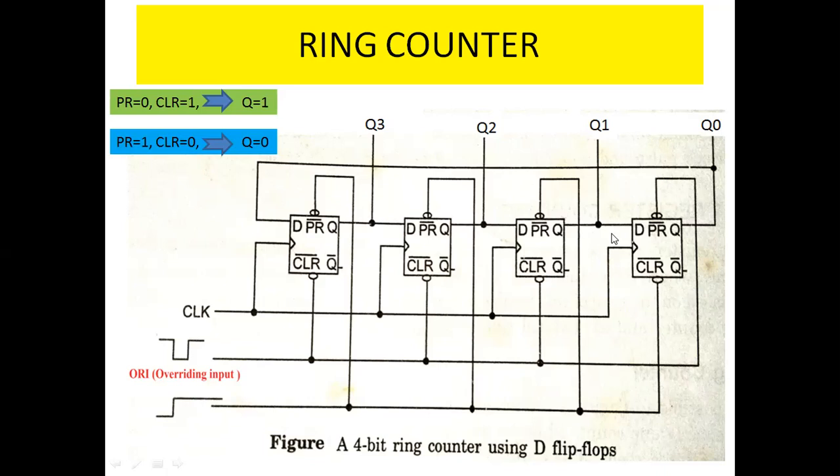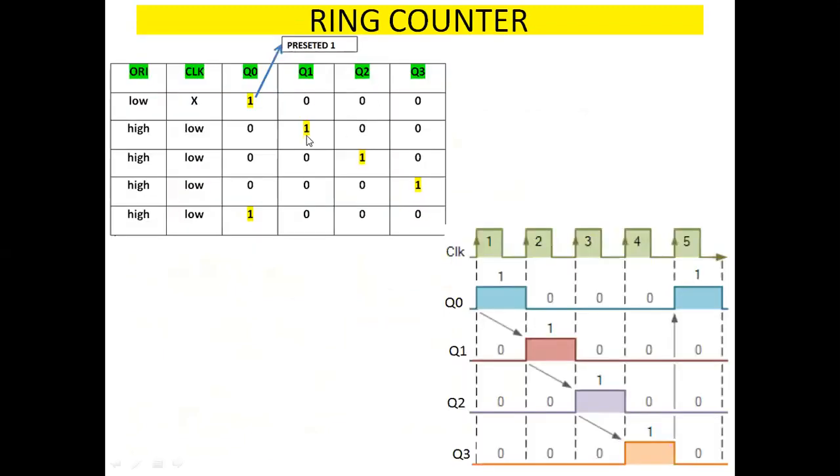Without applying any clock pulse, we get the final output here as 1 and the other outputs are 0. And these outputs act as the input for the first flip flop. So when you apply the clock pulse, what will happen? This 1 transfers from the input to the output, and the 0 will transfer from Q3 to Q2, the 0 of Q2 will transfer to Q1, and that of Q1 will transfer to Q0. So 1 will be shifted by 1 bit after application of the clock pulse. So this is the truth table of the ring counter.